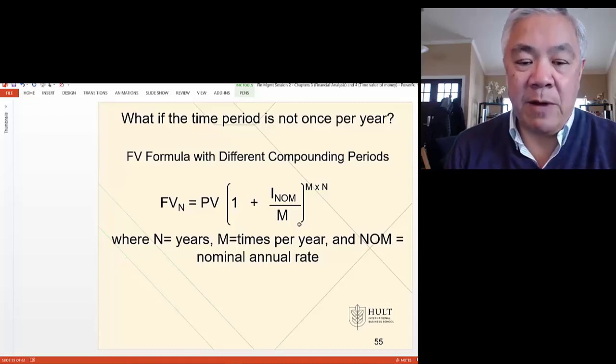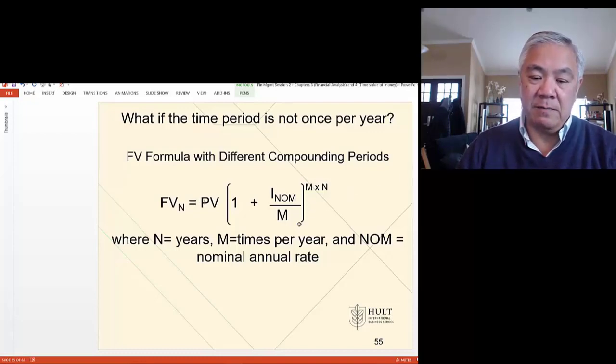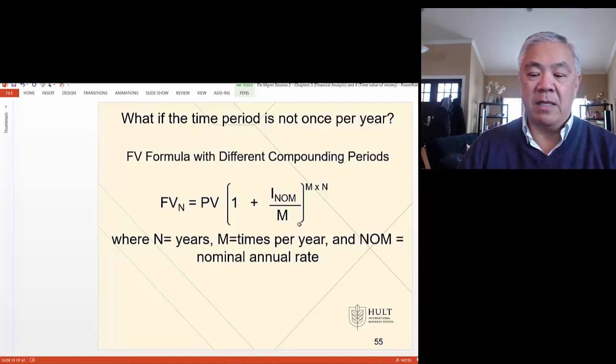A couple of other comments, then we'll wrap it up. So what if the time period isn't once per year? And so there's a variation or a refinement of the FV formula, the future value formula, and it goes like this. It equals PV times 1 plus the interest rate, but in this case it's the nominal interest rate divided by the number of times a year, right?